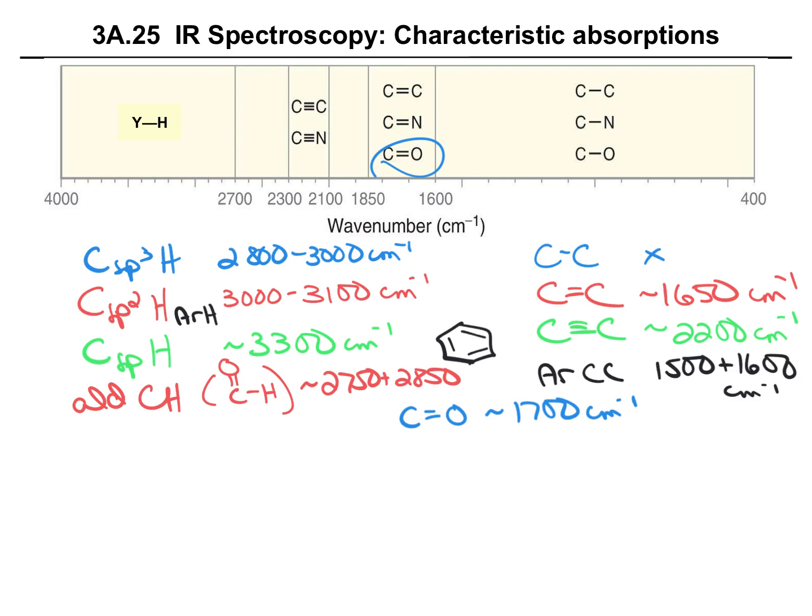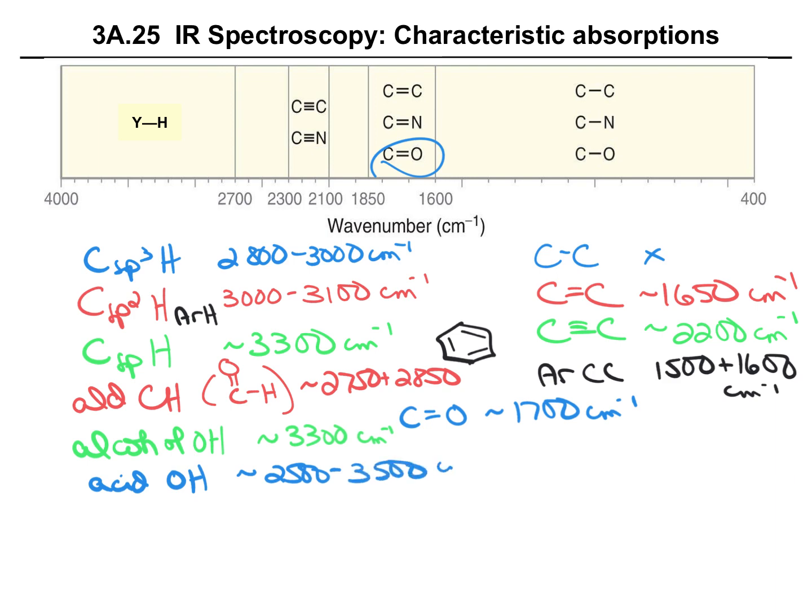Moving on to other functional groups. If we have an alcohol OH, these tend to absorb around 3,300 inverse centimeters. They tend to be a little bit broad. And if we have an acid OH, these tend to absorb around 2,500 to 3,500.